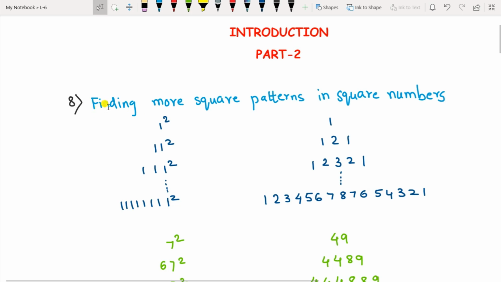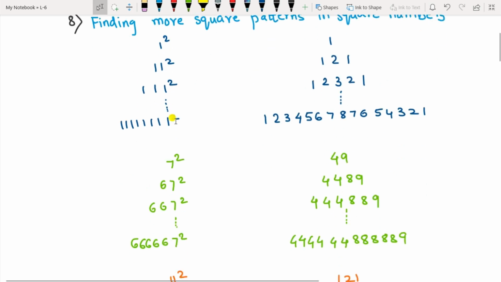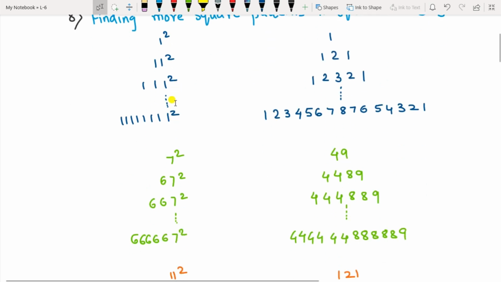Point 8 is finding more square patterns in square numbers. So these are some of the square patterns. If you want to do the square of such patterns, it is easy for us to write it.